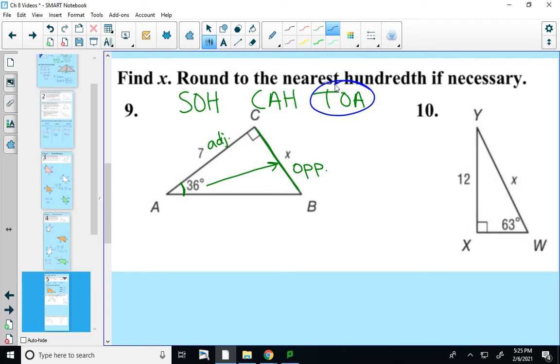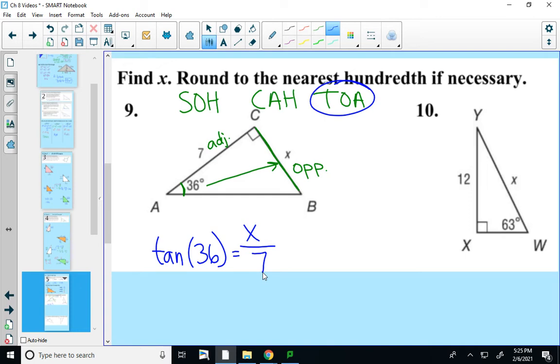Then we're just going to write an equation and plug in the stuff we know. So I know that the tangent of angle A, which in this case is 36 degrees, is equal to the opposite side, x, divided by the adjacent side, 7. Tangent of 36 is just an operation that we're doing to 36 degrees. It would be like taking the square root of 36 or multiplying 36 by another number. So we're just going to treat that like a number in our algebra.